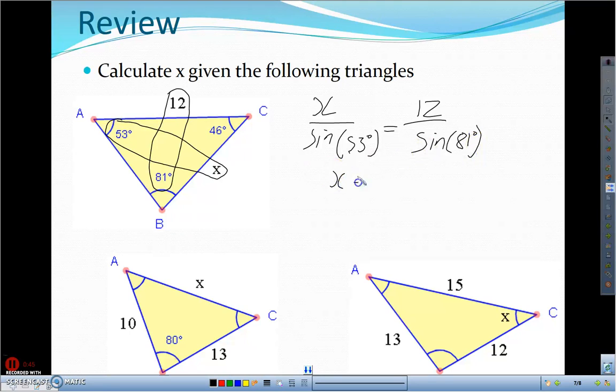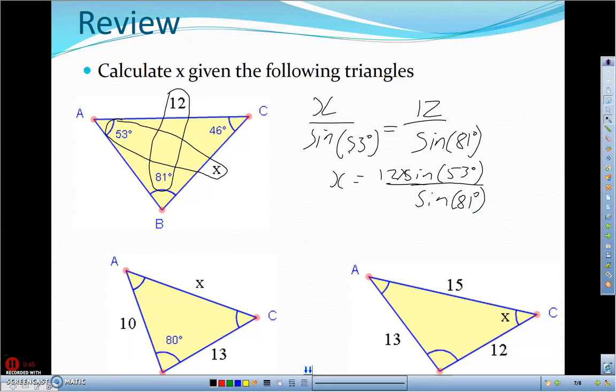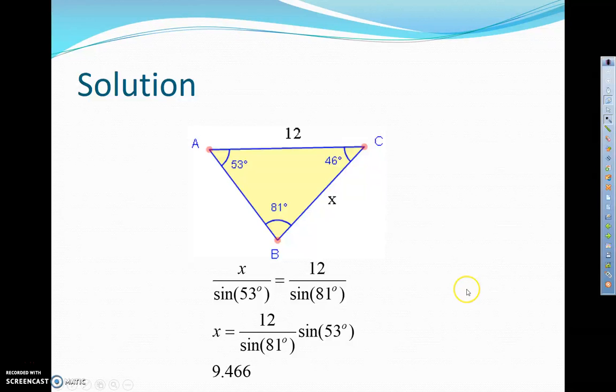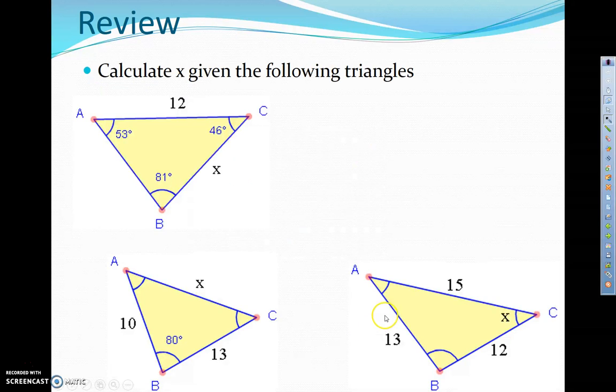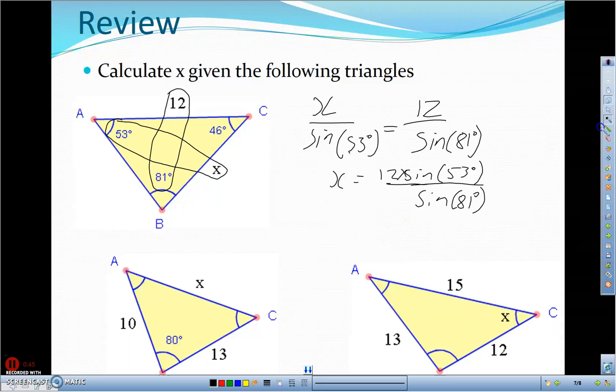and so x is equal to 12 times sine of 53 degrees over sine 81 degrees. And if I were to pull out my trusty calculator, we'd find that it is equal to 9.466. Now, the other thing I would like to point out here is that, yeah, we've got these, but look at these other triangles below.